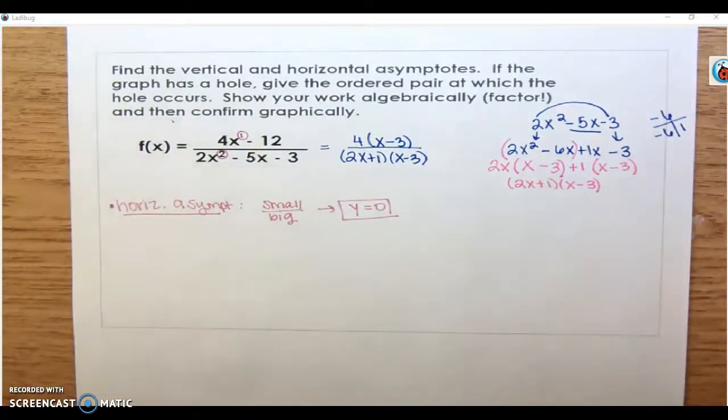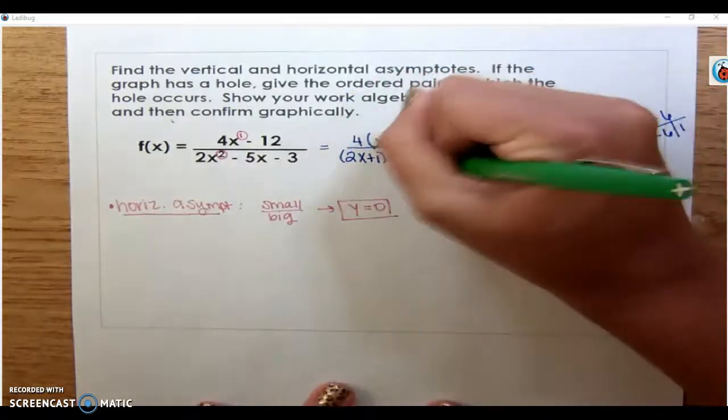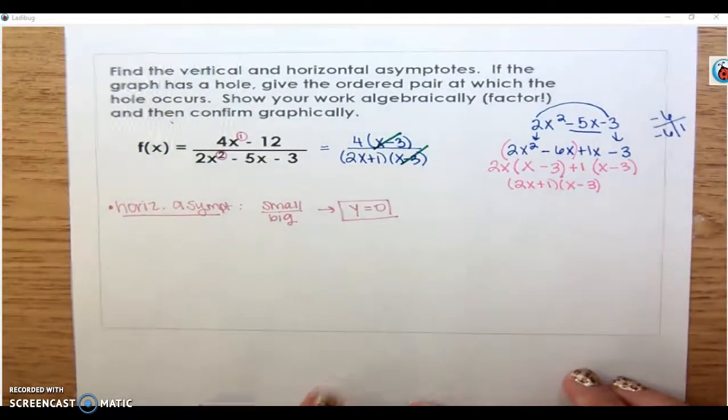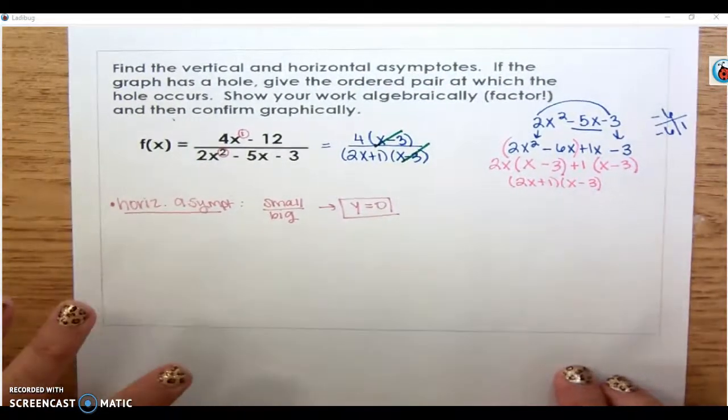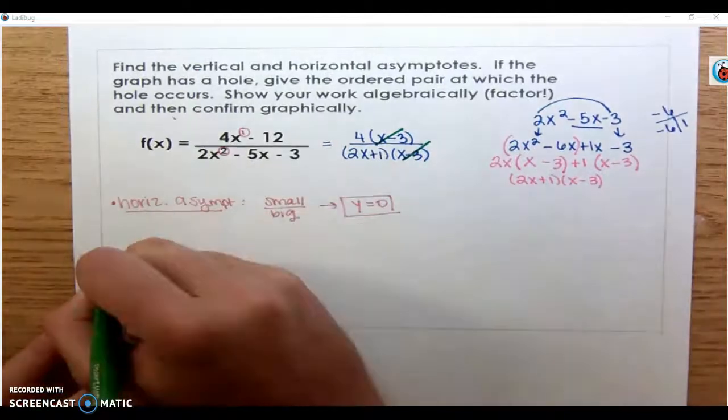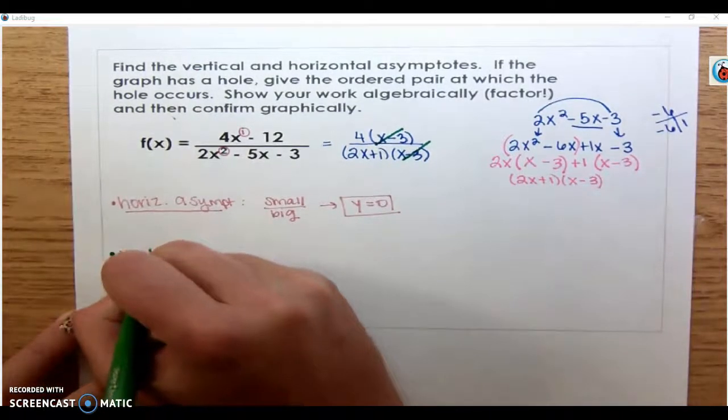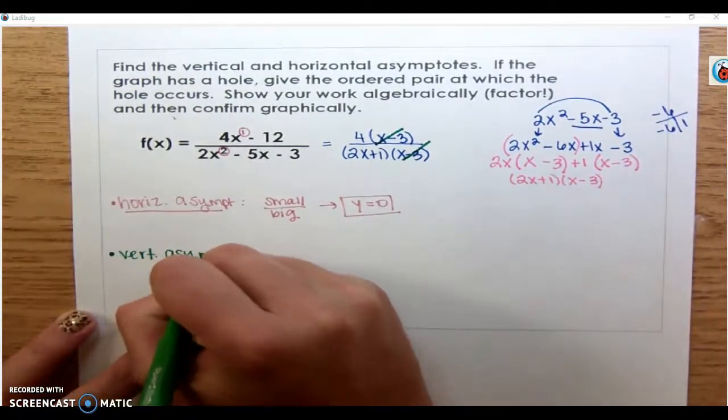Alright, so now we can see if there's anything we can cancel. Well, we have x minus 3 in the numerator and denominator, so we're going to cancel those. So now we can go about finding our vertical asymptote and our hole. So I'm going to do the vertical asymptote first.